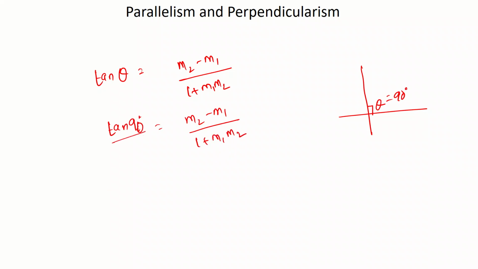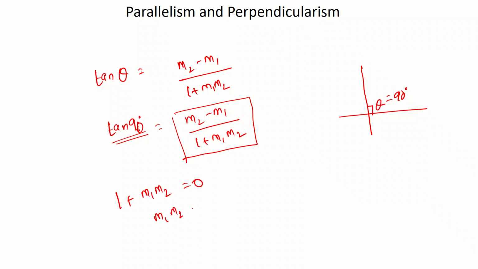Now tan 90 is undefined. So if I want this quantity to be undefined, the only possibility is that the denominator is 0, because we already know that a fraction gives undefined results when its denominator is 0. That means this is true when 1 + m1 m2 is equal to 0. That means m1 m2 is equal to minus 1. This is the condition for perpendicularism. If you want two lines to be perpendicular, the product of their slopes should be equal to minus 1.